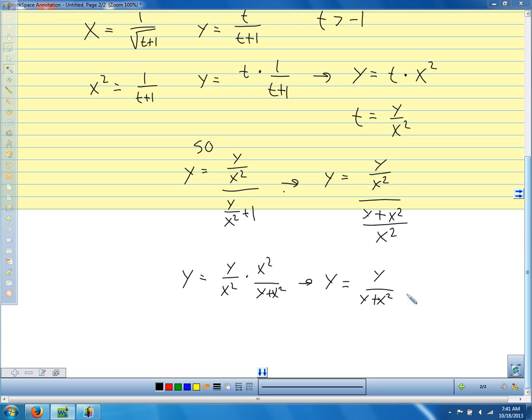So Dylan says let's divide both sides by y. So I get 1 equals 1 over y plus x squared. Then I clear this fraction. Finally I get y plus x squared equals 1. So finally y equals 1 minus x squared. And we're done. So that wasn't too bad.